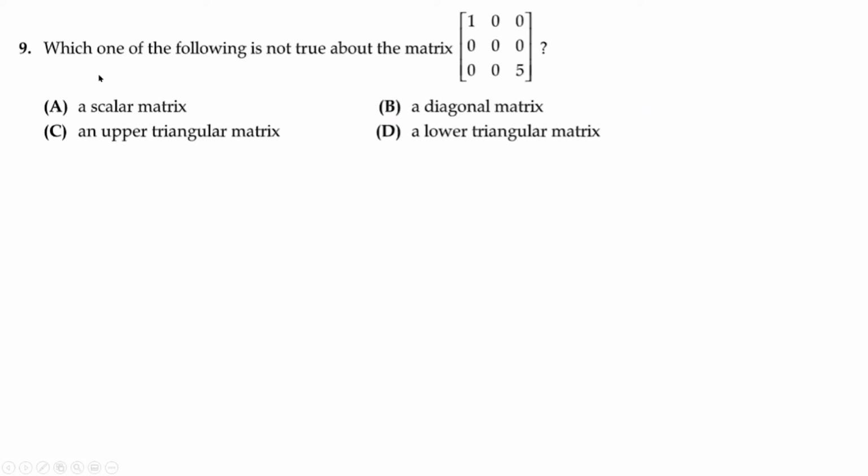The next question: which one of the following is not true about this matrix? A scalar matrix, B diagonal matrix. Here we can see this is a diagonal matrix because it has elements only in the diagonal. And then C, upper triangular matrix. So this is an upper triangular matrix. D, lower triangular matrix. It is a lower triangular matrix as well, whereas it is not a scalar matrix. So this matrix is not a scalar matrix.